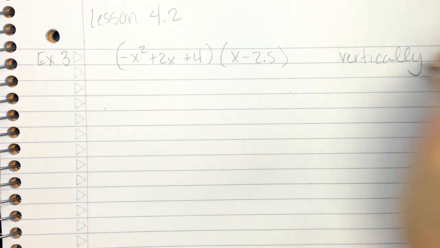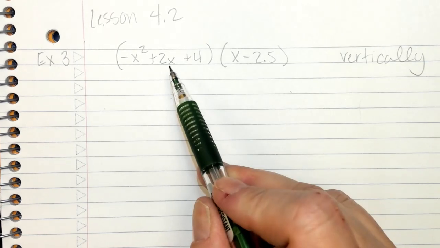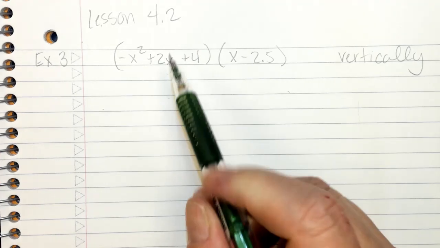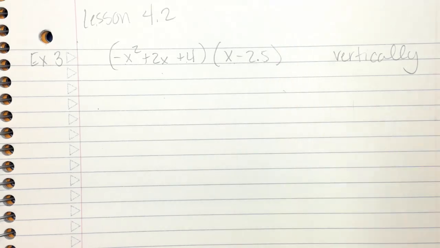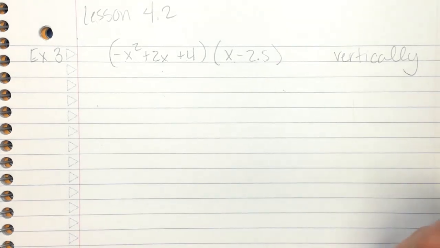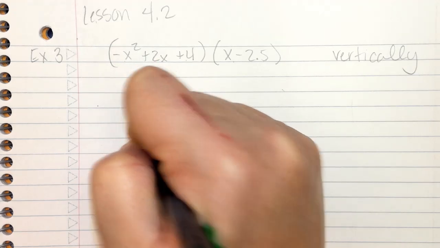Vertically. So vertically, you know, is up and down. So my idea of vertically is box method. All right, so we are going to put this into a box and then multiply. So I do have 3 terms in this one and 2 terms in that one. So I do need a box that is a 2 by 3 box.